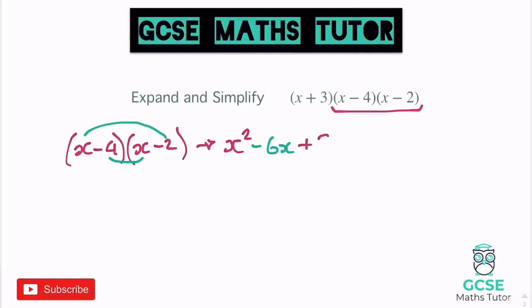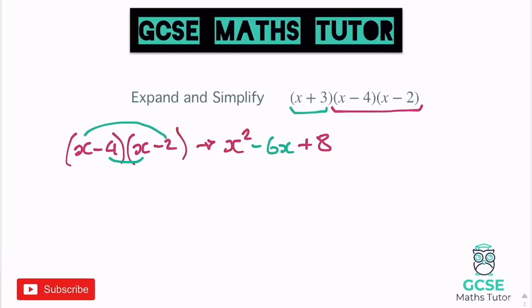When you've got a longer question like this, if you are at the point where you can do these quadratics without writing all the working out down, that's brilliant. But if not, just write all the working out down. So x squared minus 6x plus 8. Now we're going to multiply that by the final bracket, the x plus 3.